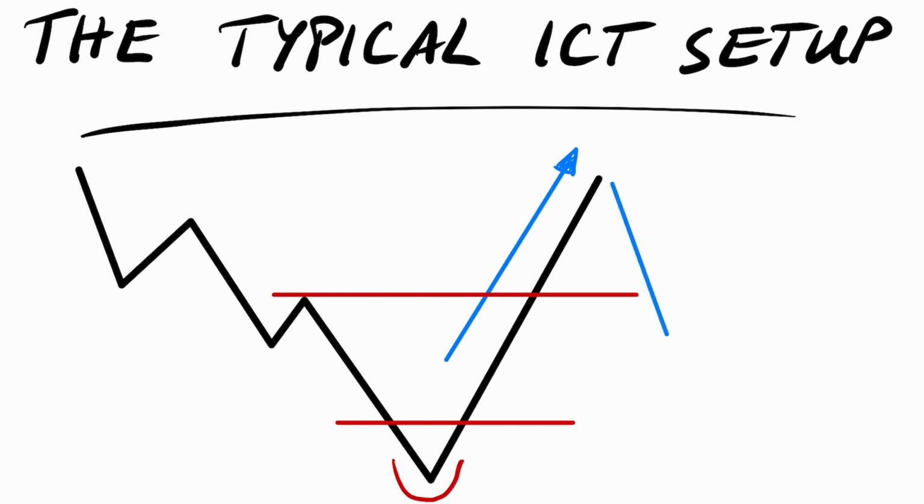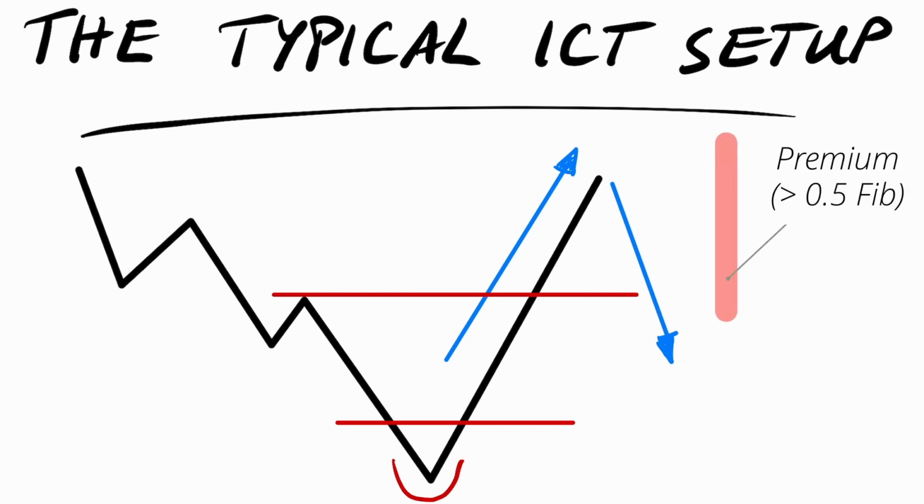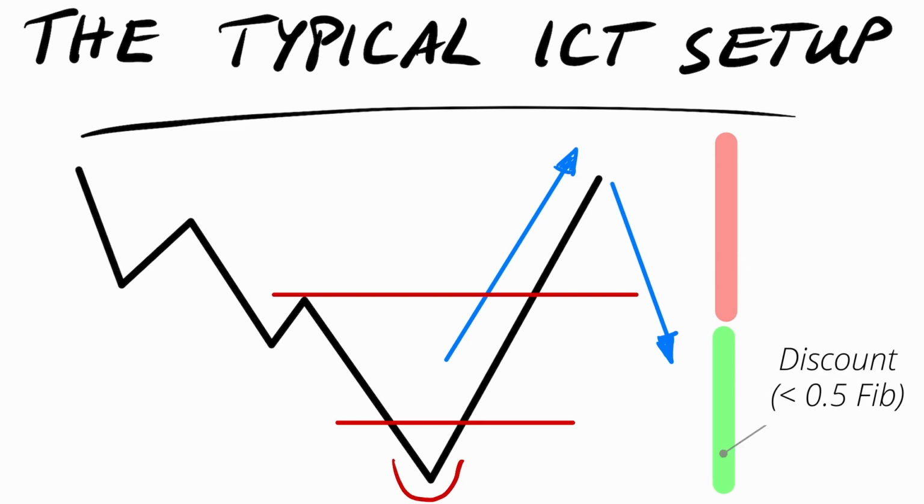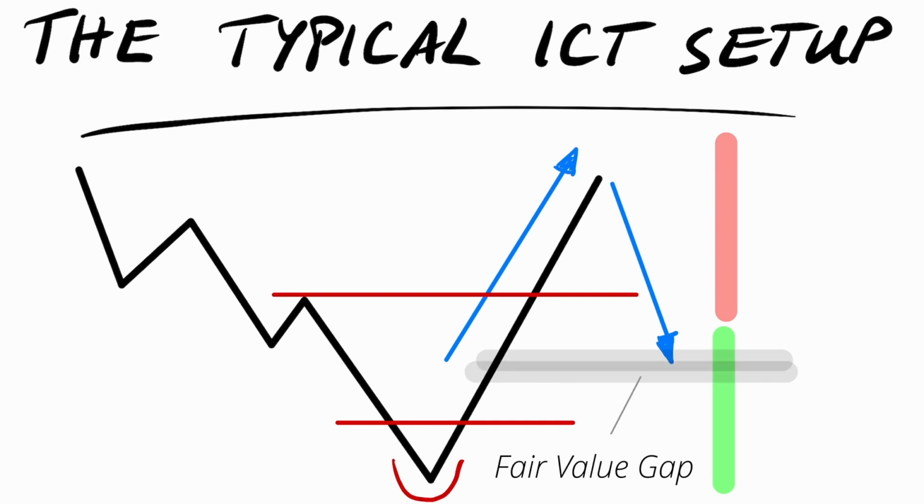Next, wait for the retracement. The retracement should take price at least to the discount area, meaning below the 0.5 fib level. Before that, you will not consider a buy. Combine this now with the typical fair value gap and you've got the perfect ICT entry setup.